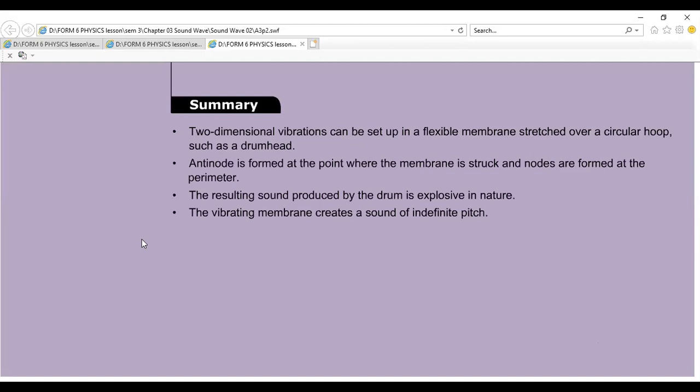So for the drum, summary for drum: two-dimensional vibration can be set up in a flexible membrane stretched over a circular hoop such as the drum. An antinode is formed at the point where the membrane is struck, and nodes are formed at the perimeter. The resulting sound produced by the membrane is explosive in nature, like an explosion. The vibrating membrane creates a sound of indefinite pitch. This means that the sound is very loud.